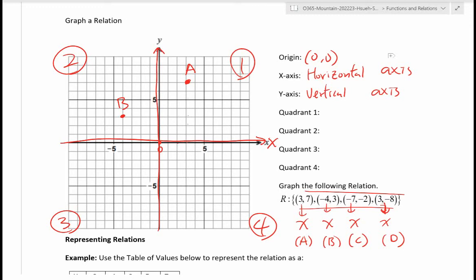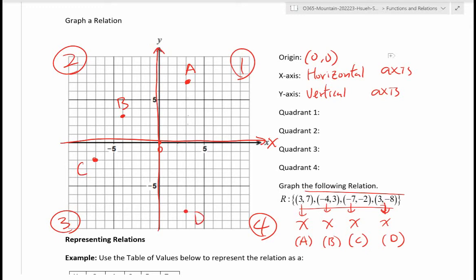-7 and -2, so my x value in this case is -7, so I'm going to move 7 units left from the origin. That'll be right here. Y value is -2, so moving 2 units down. There we go, there's our point C. Finally, the last point, 3 comma -8, again, so the x value is +3, so moving 3 units to the right from origin. -8 for the y value, so you move 8 units downwards, and there's your point D. So you can see we got 1 point in each quadrant.